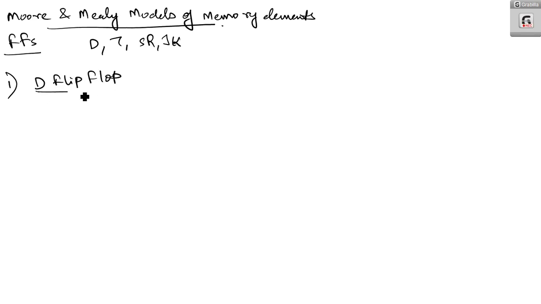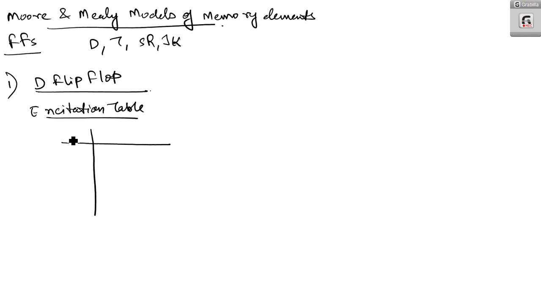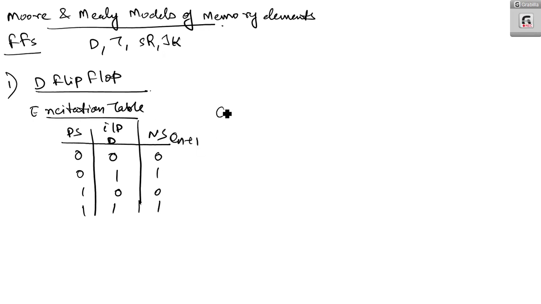If I am having the excitation table of D flip-flop, how would it be? We have present state, then D as the input, then the next state. So I can have 0 0, 0 1, 1 0 and 1 1. The next state is the input D itself, that is 0 1 0 1. So here I can write the next state, Qn plus 1, is equal to D itself.